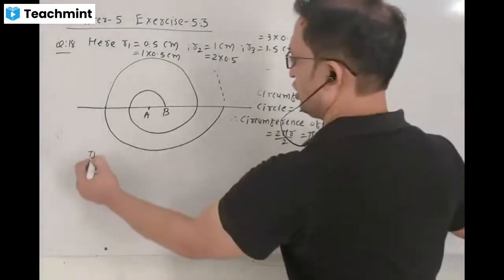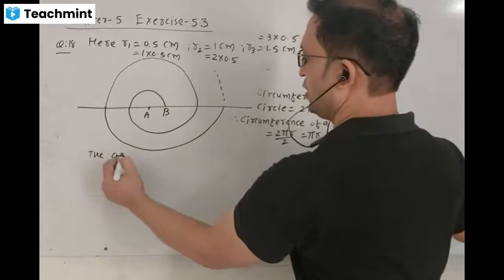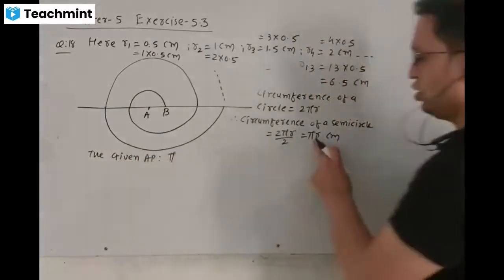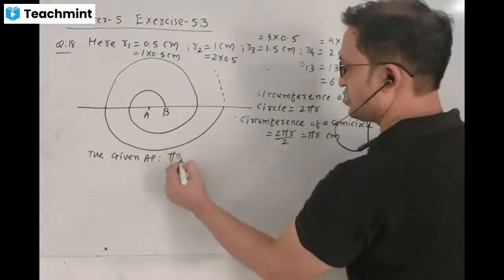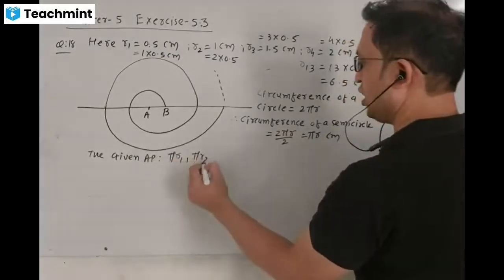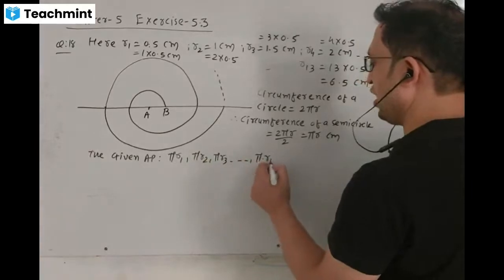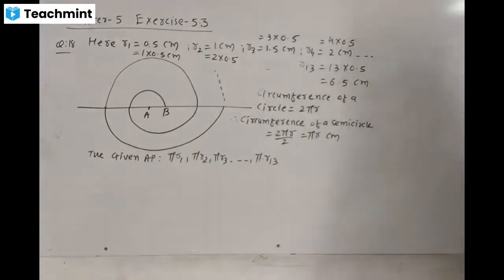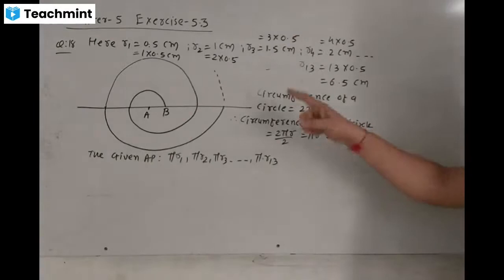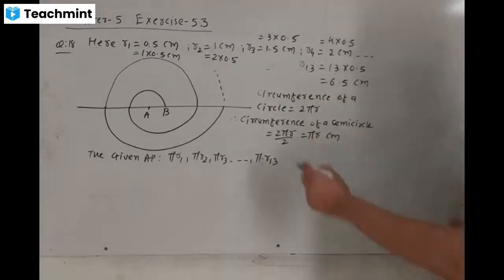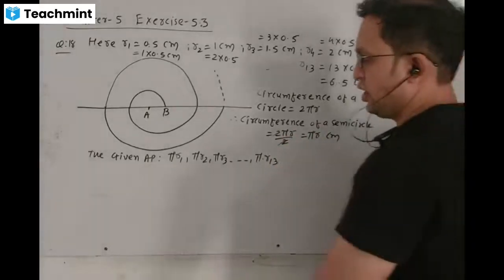Therefore, the given AP is pi into R1 for the first semicircle, pi into R2, pi into R3, up to pi into R13, because there are 13 semicircles: 1, 2, 3 up to 13 semicircles. Circumference of a semicircle is equal to pi r.